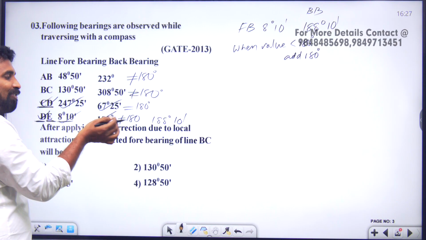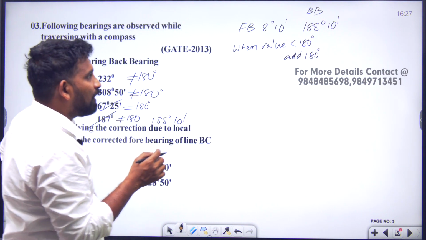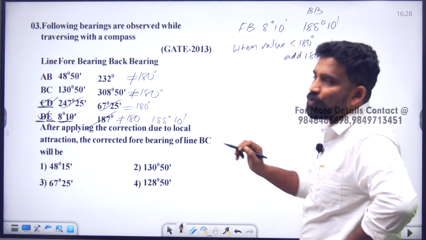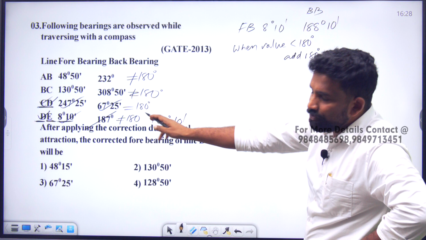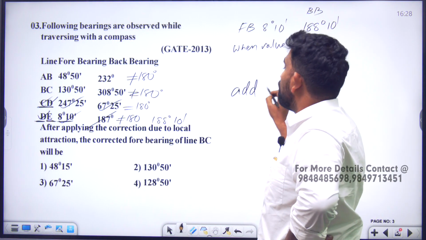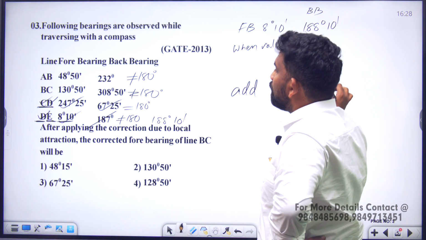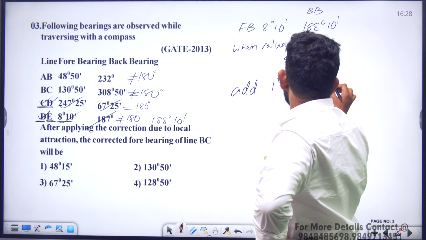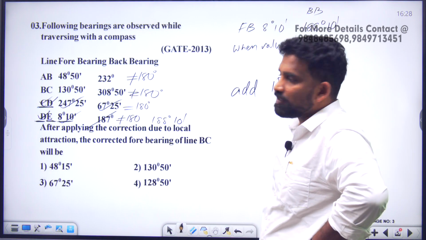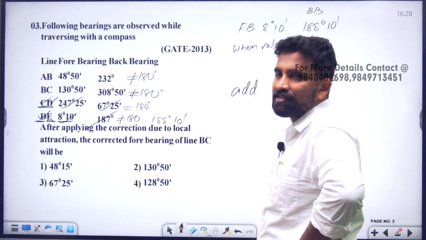Now with what value I have corrected this, that is important. The given value is 187, but the 187 value is wrong. That means I need to add 1 degree 10 minutes at E so that I will be able to get the correct answer. Very simple, right? Okay. So 187 plus 1 degree 10 minutes comes out to be 188 degrees 10 minutes.